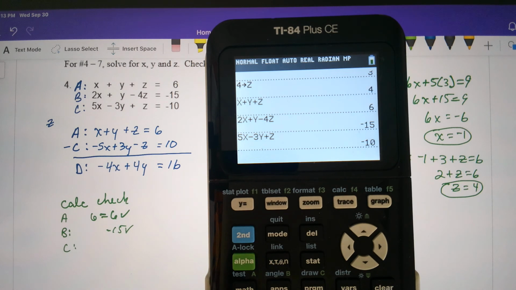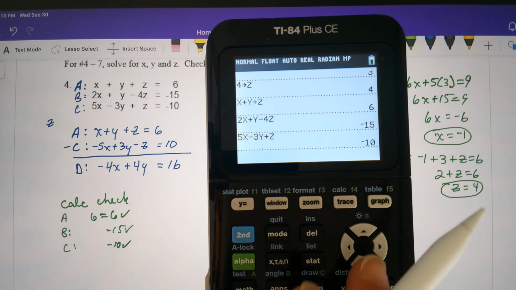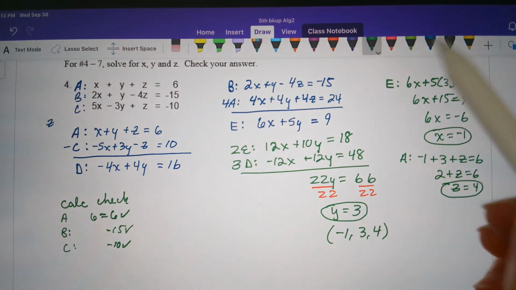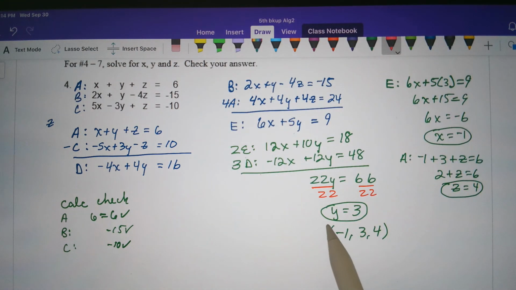Remember, to get y and z, you have to use the green alpha key. Y is alpha 1 and z is alpha 2. Yep, negative 10. That checks. Okay, so then this is our correct answer.